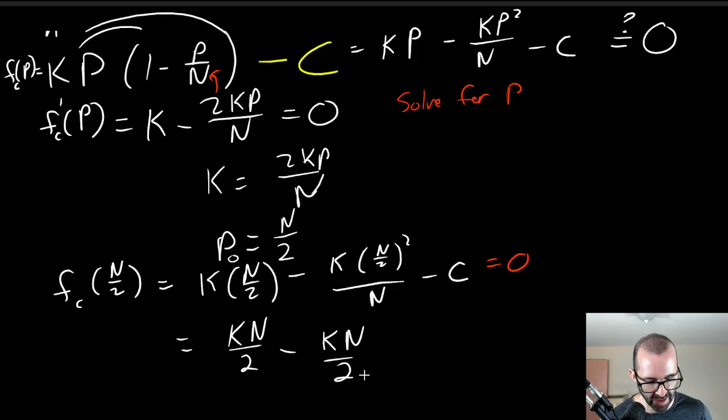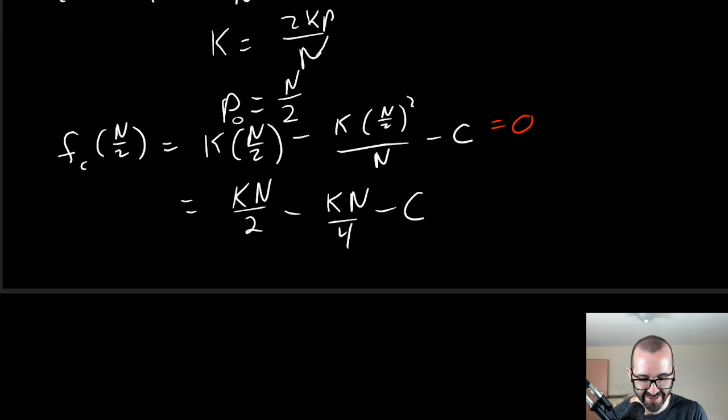and we're going to get kn over 2. Oh, wait, I'm very nervous. No, all right, great. The 2 gets squared. It's kn over 4 minus c. We want that to equal 0. Let's go off the page a little bit. Half of a kn minus a quarter of a kn. Only a quarter of a kn is left.